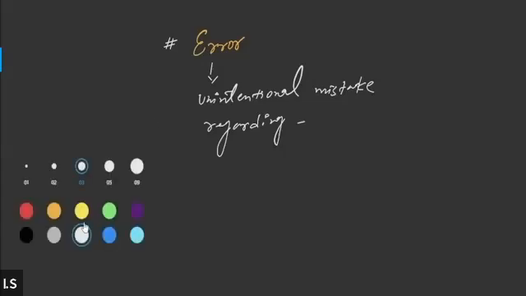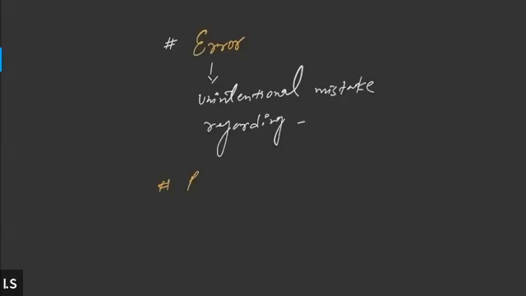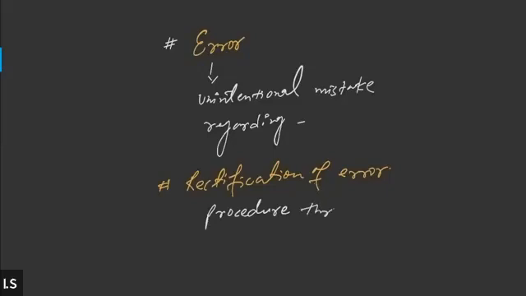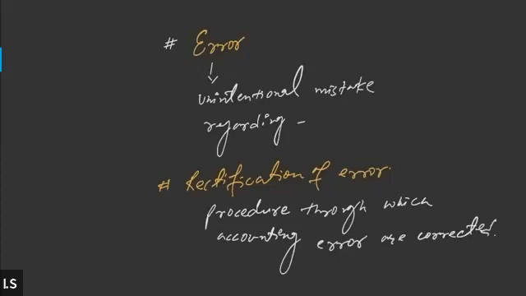Okay, now what do you mean by the term rectification of error? So what is actually rectification? Rectification of error is basically a procedure or a process through which accounting errors are rectified, errors are corrected. These are known as rectification of error.